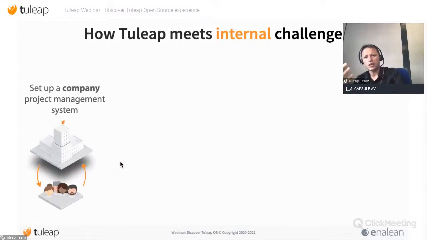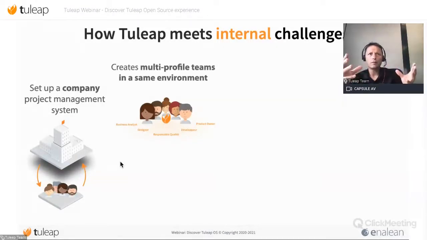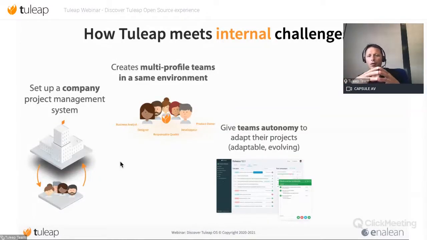So with this, you will be able to meet your internal challenges. The first one is to set a company project management system. With Tuleap, you will be able to create, for example, a project template for all your teams. And you say, okay, for this template, you have the main organization, and we ask you to keep this organization. And each team will be able after to create their multi-profile team in the same environment, with all the several actors of that project in this Tuleap project. And in this Tuleap project, they will be able to adapt it to be the most efficient for the organization. But with the main template, they are all working in the same philosophy, but they will adapt it to be sure that all the teams will be efficient for the rendezvous that they have to do.